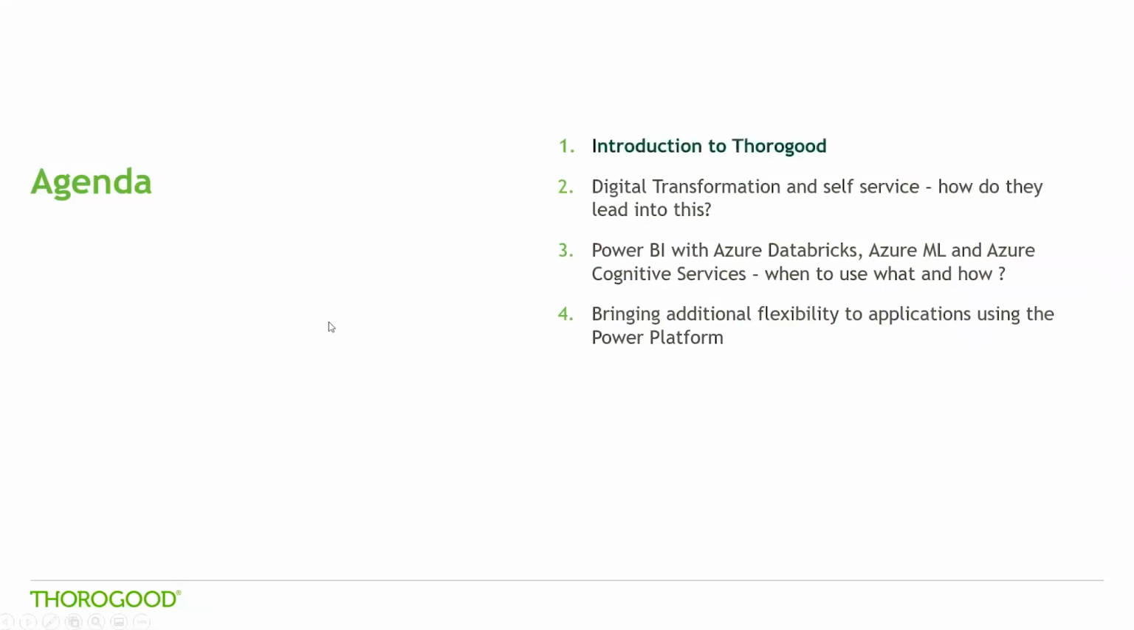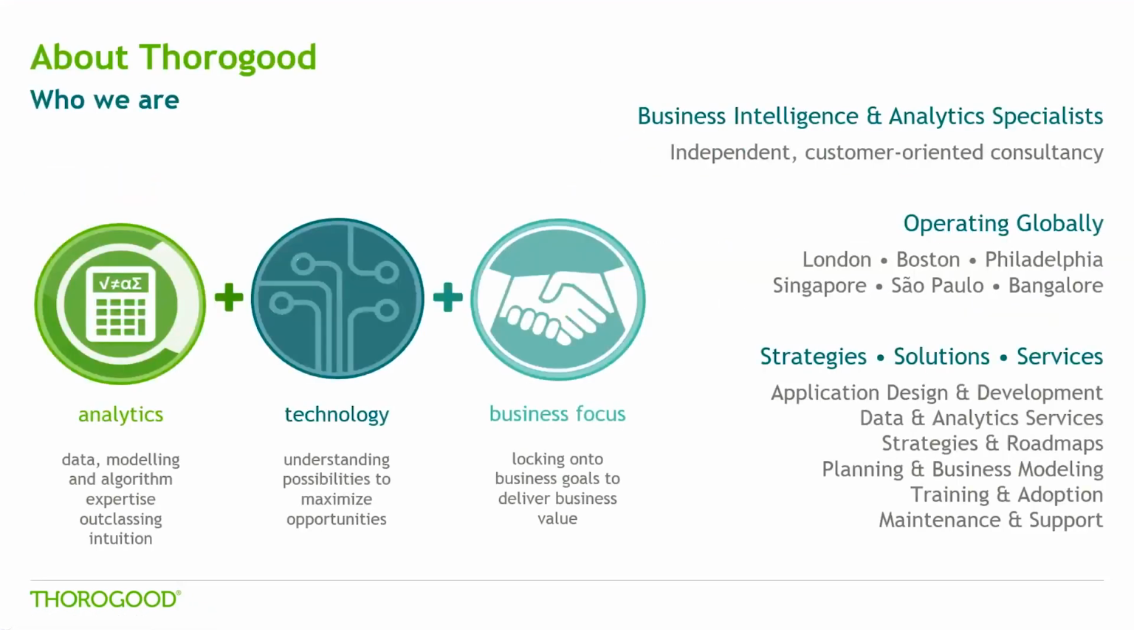Firstly, an introduction to Thorogood. So Thorogood Associates is a specialist business intelligence and analytics firm. We've been in business for over 30 years, and we operate globally with the headquarters in London and offices on the east coast of the US, Bangalore, as well as burgeoning units in Singapore and Sao Paulo as well.